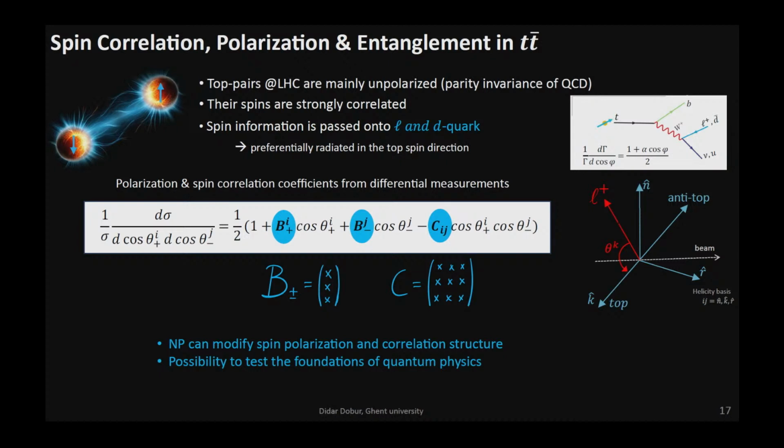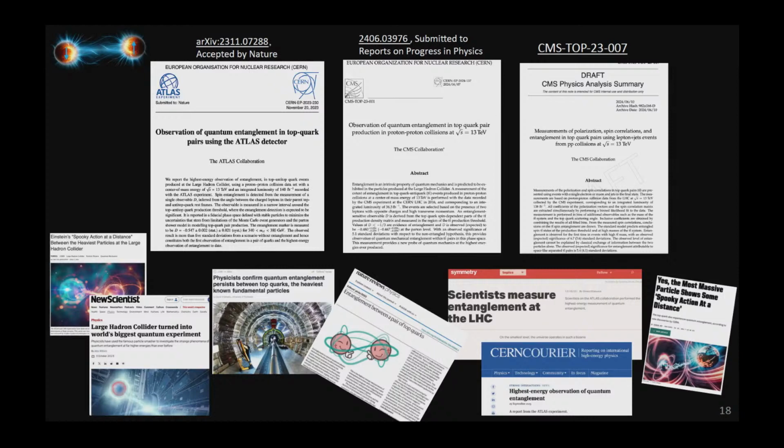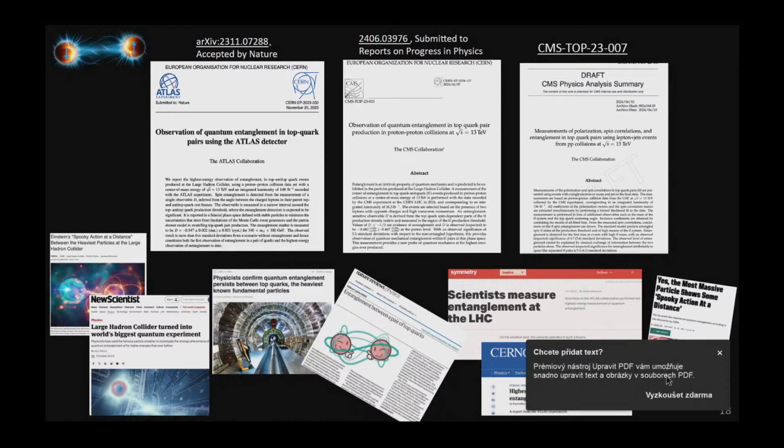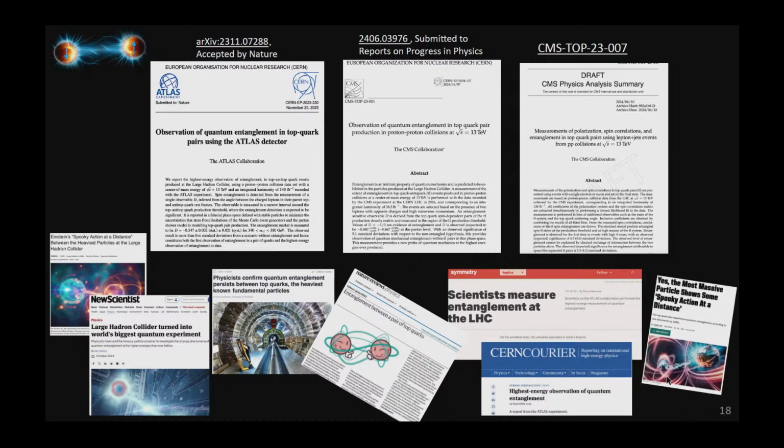But what is new now is the fact that we have put some foundations of quantum physics to test, and that is what I'm going to cover next. So ATLAS has come with a result where they have observed quantum entanglement in the t tbar system, in a dileptonic final state, focusing on a low t tbar invariant mass. And CMS has confirmed this in the same phase space, in the same final state.